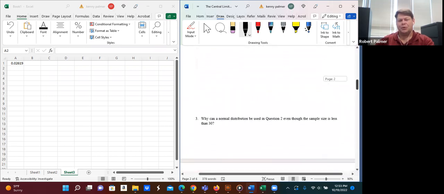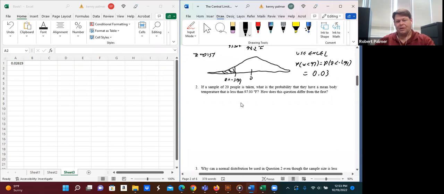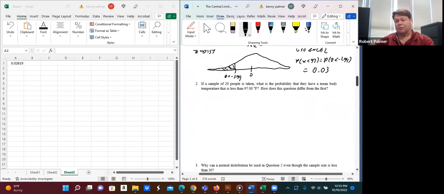Now, let's take a look at part two. Part two is going to be a bit different. Because if a sample of 20 people is taken, what's the probability that their mean body temperature is less than 97 degrees? How does this question differ from the first?